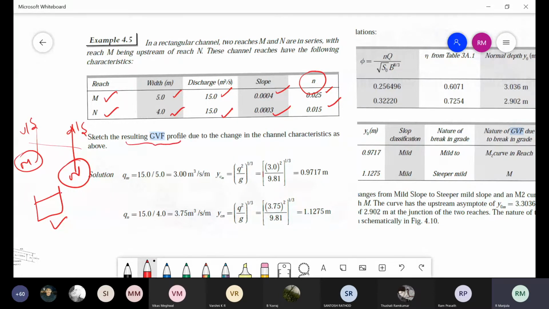Now you need to sketch the resulting GVF profile due to change in the channel characteristics. The channel characteristics are changing because of a change in the bed slope. So it is something like this: there is a change in the bed slope from S1 to S2, from M to N.